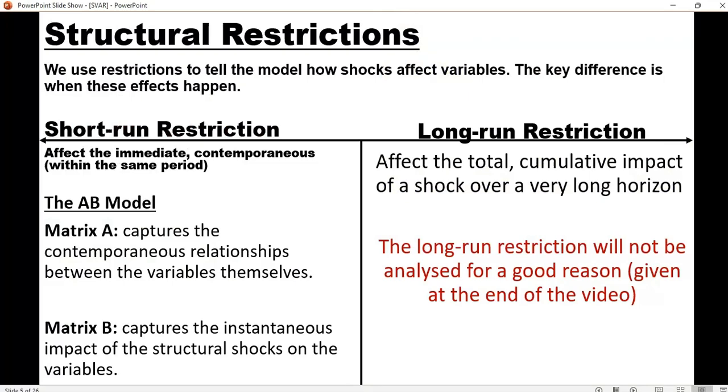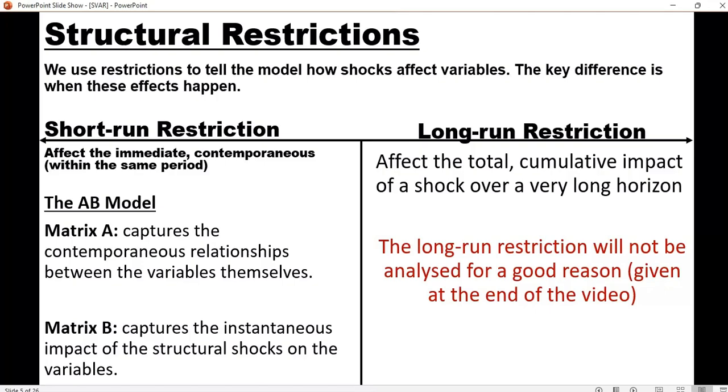The SVAR has what we call structural restrictions. And what are they used for? These restrictions are used to tell the model how shocks affect variables. The key difference is when these effects happen. For the SVAR we have short-run restrictions and long-run restrictions. The short-run restriction implies an immediate, contemporaneous effect: the variables affect each other within the same period.